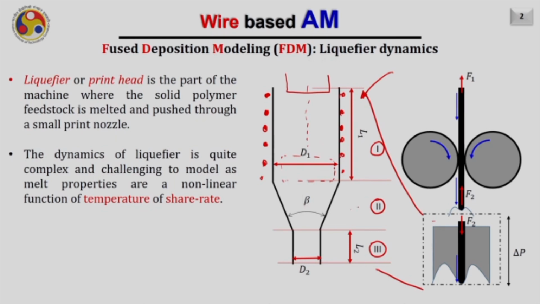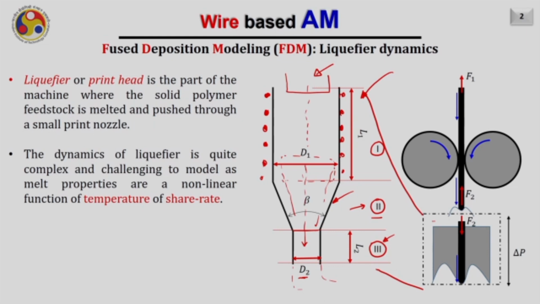In zone 2, which is typically of a conical form like you are seeing here, the wire is in the molten form. The top solid part of the wire will act as a piston and push the molten material downwards like this. As a result, the molten material will flow and its diameter will change. At the end of region 2, the diameter of the molten material flowing inside the nozzle will be equal to the diameter of the opening, that is D2. Then it will flow through this length, corresponding to region 3, and the molten material will be extruded out from the nozzle.